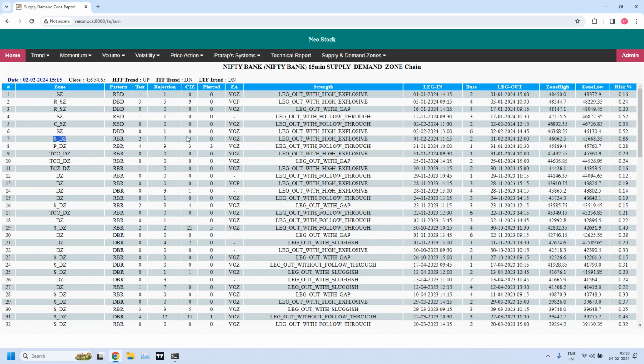So we don't give much importance to candles below the daily time frame. But what is the level here? 46,062 to 45,668. It seems like this zone is having confluence with the 25-minute time frame zone.